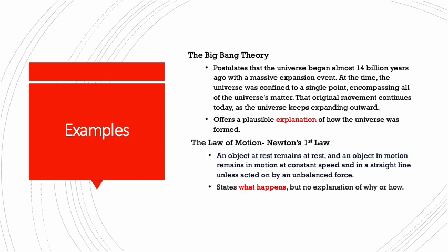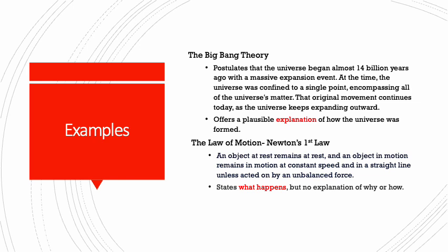So some examples of laws and theories. The Big Bang Theory, not the TV show, although it's great, not the TV show. The Big Bang Theory is a theory that postulates that the universe began almost 14 billion years ago with a massive expansion event or a Big Bang. Okay? At this time, the universe was really, really small, and then suddenly, bang, and now it's huge. This offers an explanation of how the universe was created or why the universe exists. An explanation. Okay? That is a theory.